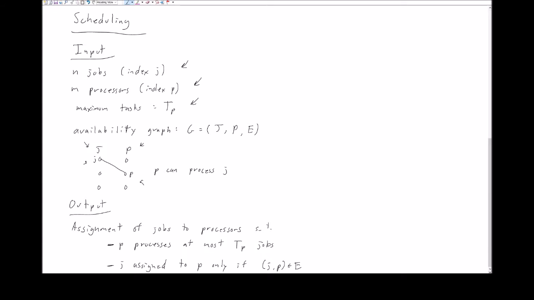The objective is to assign jobs to processors so that each processor isn't overloaded, that is, each processor is running at most capital T of P jobs, and the job j is assigned to p only when the edge jp is in our availability graph. We can model this as a maximum flow problem.